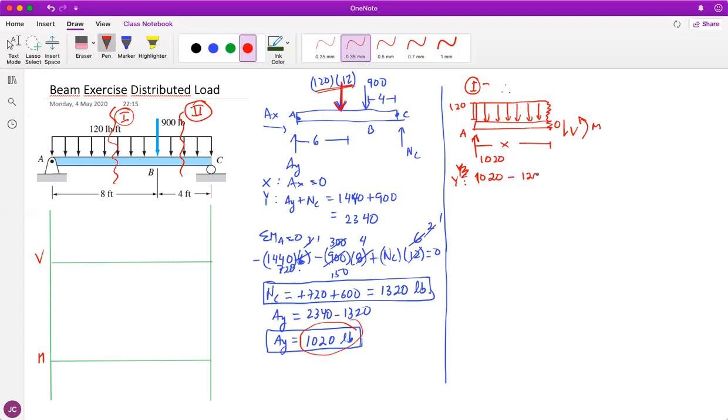Minus 120 times the base, and the base is X. Okay, as simple as that. Really simple. This is actually the truth. So you have a base of X, that is the length of this chunk of the beam, its length is x, okay?